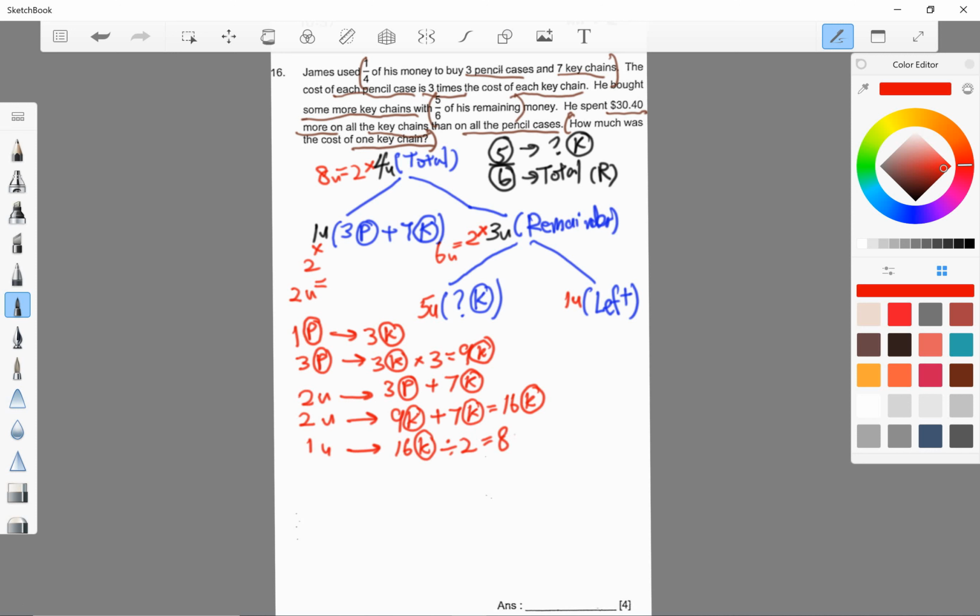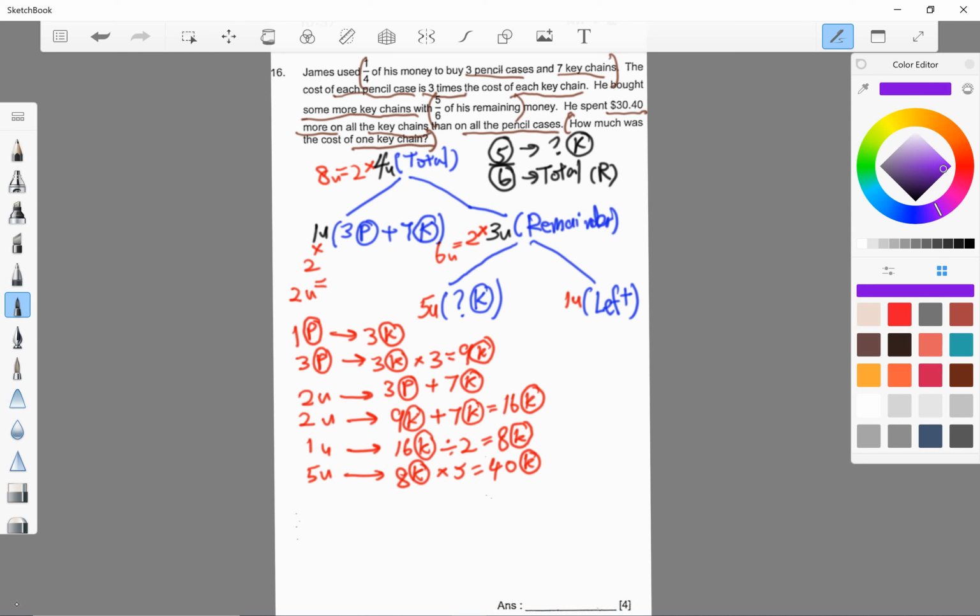And we know from the question that James spent 5 out of 6 of his remaining money on some more keychains, and in our branch it's very clear that 5 units of his money was spent on additional keychains. So if 1 unit is the same price as 8 keychains, this will mean that 5 units of James' money must be 8 keychains multiplied by 5, and this will get us to 40 keychains.